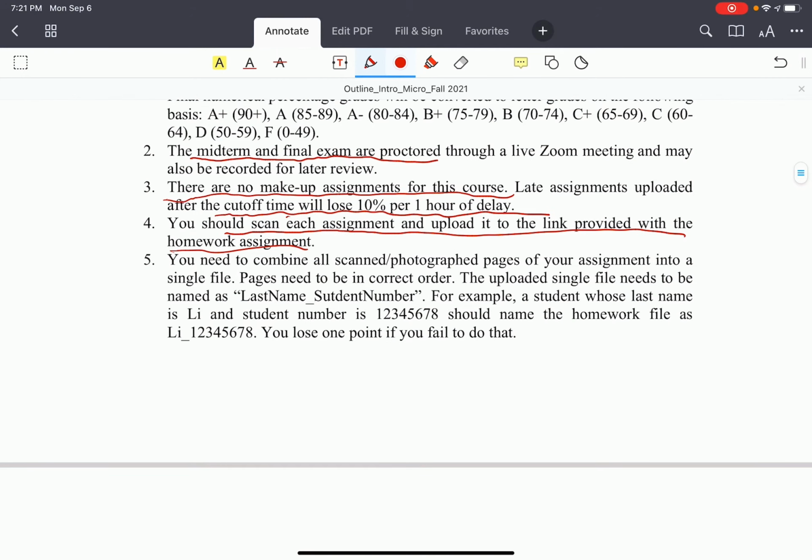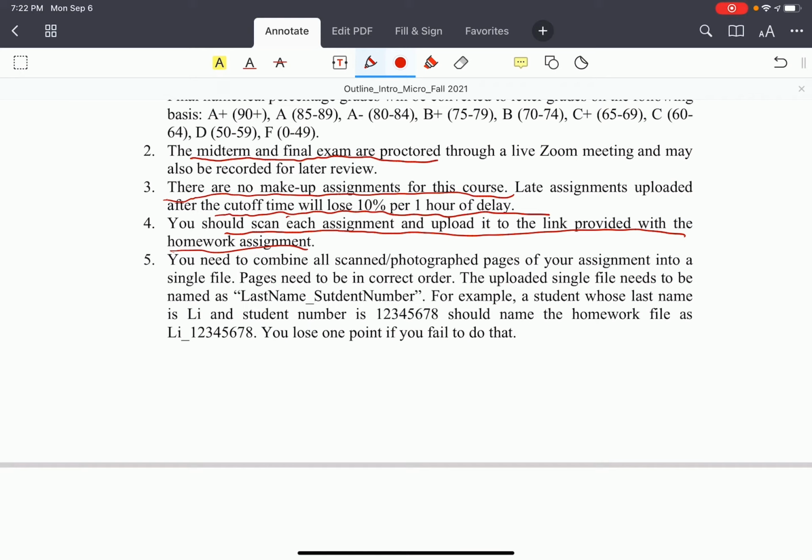Now, finally, which is also very important, you have to combine all your scanned pages of your assignment into a single file. Of course, first, you have to take a photo of each page of your homework, and then you have to carefully combine all pages into a single file. And please make sure these pages are in correct order, right? That is, the first problem should be on the first page. The last problem should be on the last page.